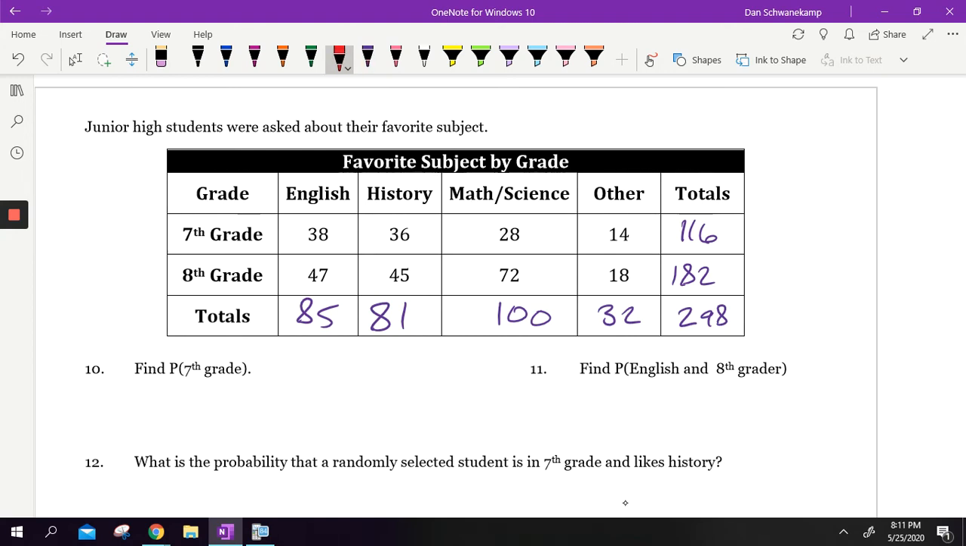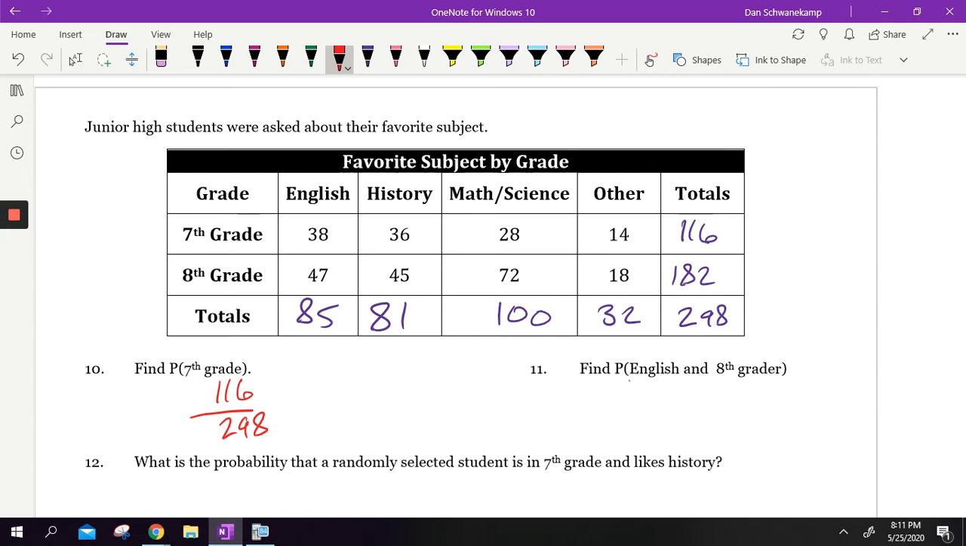Find the probability that someone is in the 7th grade. Out of all of the students, there's 298 students. How many people were in the 7th grade? 116. I'm just going to leave it at that. I'm confident that you can do more.